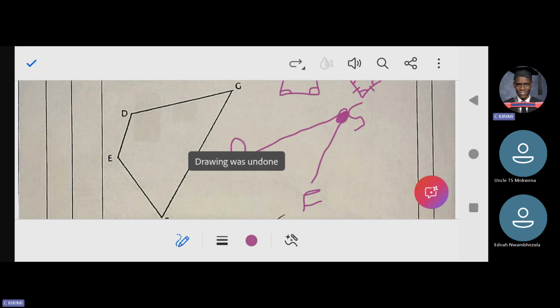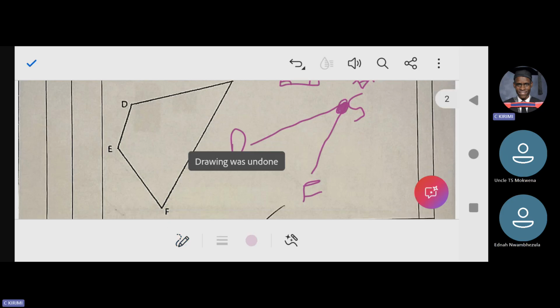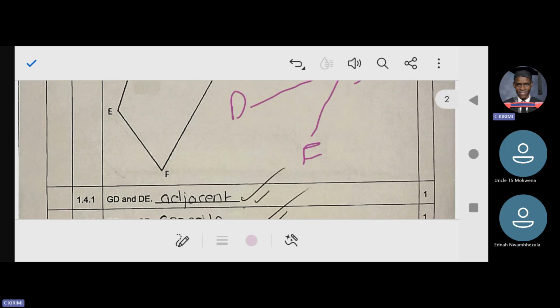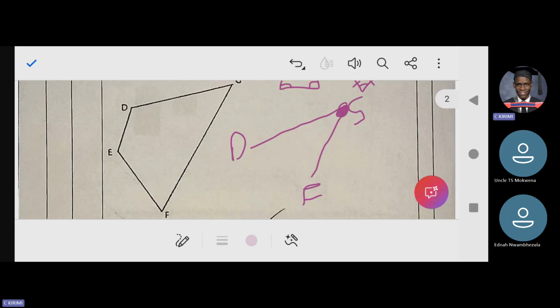Yes. And then for adjacent sides, we say they share the same vertex. If they are adjacent, they are sharing the same corner. If they are not sharing any corner, they are opposite. But if they are sharing a corner like DG and FG, these lines are adjacent lines. What does adjacent mean? It means these lines are next to each other. So these two lines, DE and FG, they are not next to each other, but they are opposite.